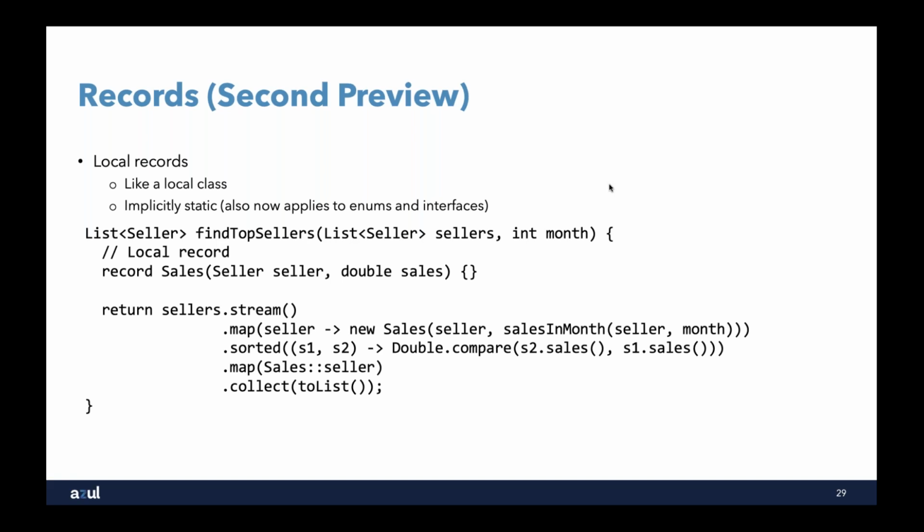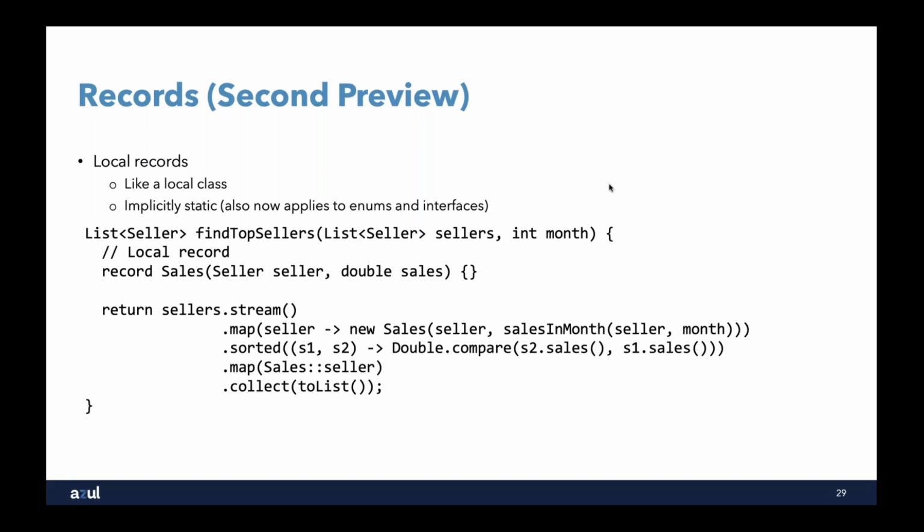I have my local record, which is called sales. That has two things in it, so a tuple. First is the seller. Second is how much that seller sold in a particular month. What I then do is take my sellers, create a stream, map from the stream of sellers into a stream of sales records. And I do that by taking the seller and then calculating how much they sold in the month that I'm interested in. So I've got those two values in my local record, create a stream of those, and then I sort them based on the value of what they sold in that month. That creates me a nice stream of my local records.